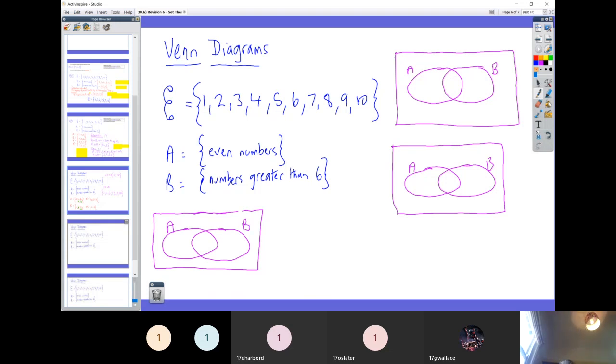Okay, so in the first Venn diagram, I want us to go and shade the area you think is A intersection B. And then in the second one, I want you to shade what you think is A union B. And then in the third one, I want you to shade the region that you think is not A. Okay? So just go and do those 3, please. A intersection B, A union B, and not A.